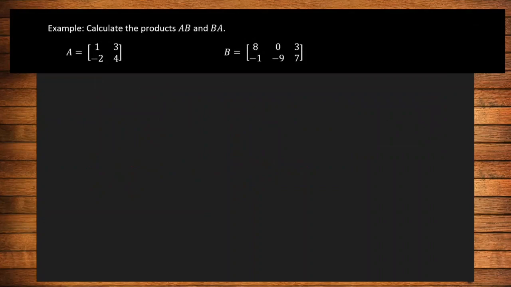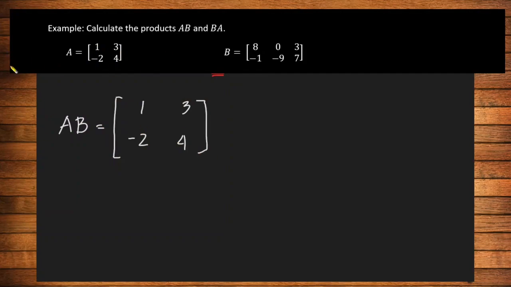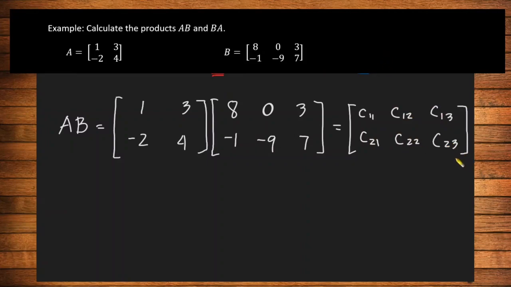So let's take a quick look at this example. Calculate the products AB and BA. So we have two given matrices here, matrix A and B. Matrix A is a 2 by 2 matrix and matrix B is a 2 by 3 matrix. So if we write the dimensions of the two matrices side by side, we can see that the two inner numbers are the same. Therefore, we can carry out the multiplication and expect a 2 by 3 matrix for our product. So this will be our product matrix. Again, we should expect a 2 by 3 product matrix.